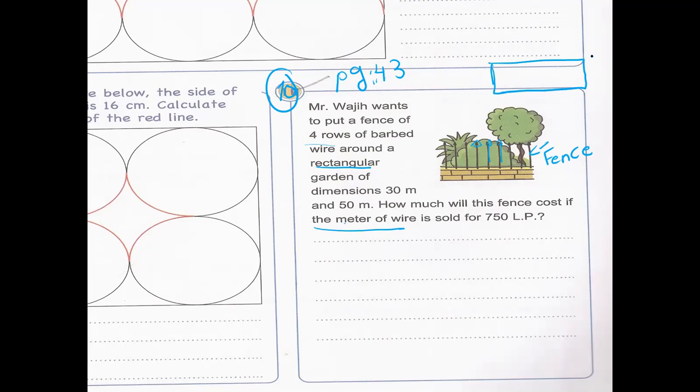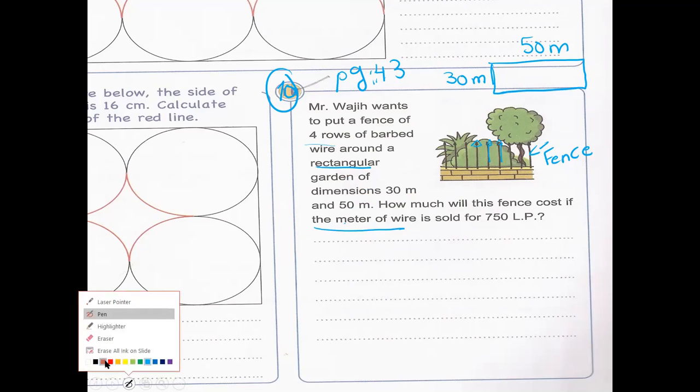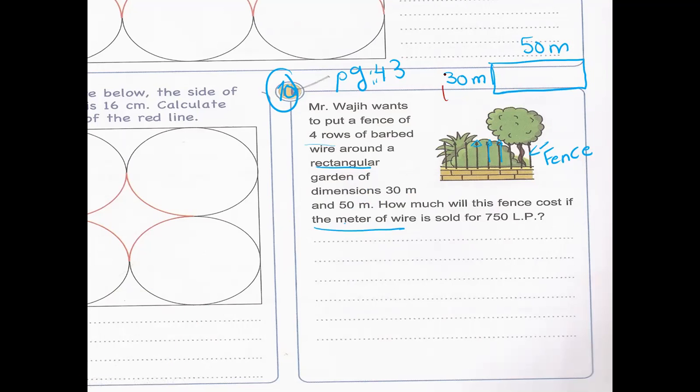اوكي الجاردن شكلها مثل الريكتانجل. dimensions اللي لها 30 متر و50 متر، هن اللينث والويدث. length 50 والwidth 30. اوكي طيب بده يحط fence around this garden حتى يحمي الجاردن، بده يحط حواليها fence.